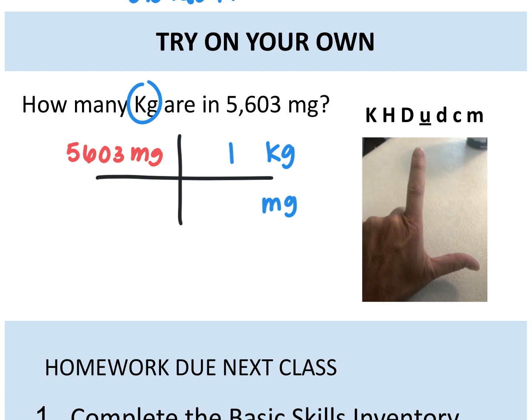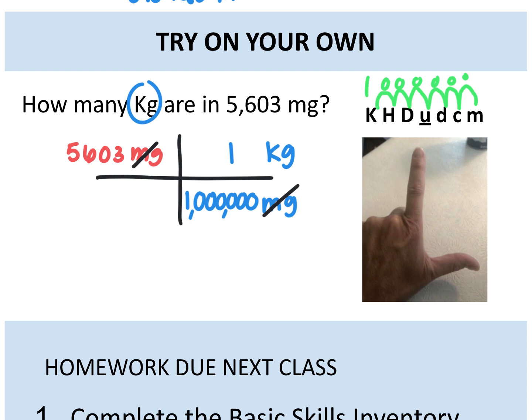So I need to figure out, well, for every 1 kilogram, how many milligrams do I have? In this case, I have 1, 2, 3, 4, 5, 6. So I will have 6 zeros, meaning that for every 1 kilogram, there are 1,000,000 milligrams. So I make sure that my milligrams cross cancel, to which they do.